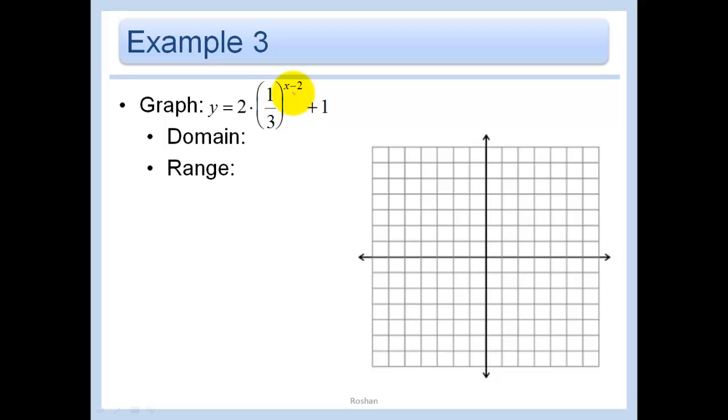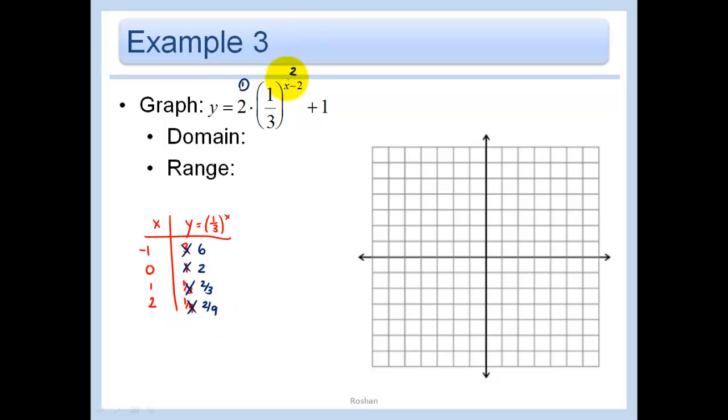Fun with transformations here. Let's just start with the parent function, y equals 1/3 to the x power. So again, the same points that we started with in the first example would be 3, 1, 1/3, and 1/9. That's just what we got in the first example. Now I'm going to apply my transformations. First thing is a vertical stretch by a factor of 2. Times 2, times 2, times 2, times 2.